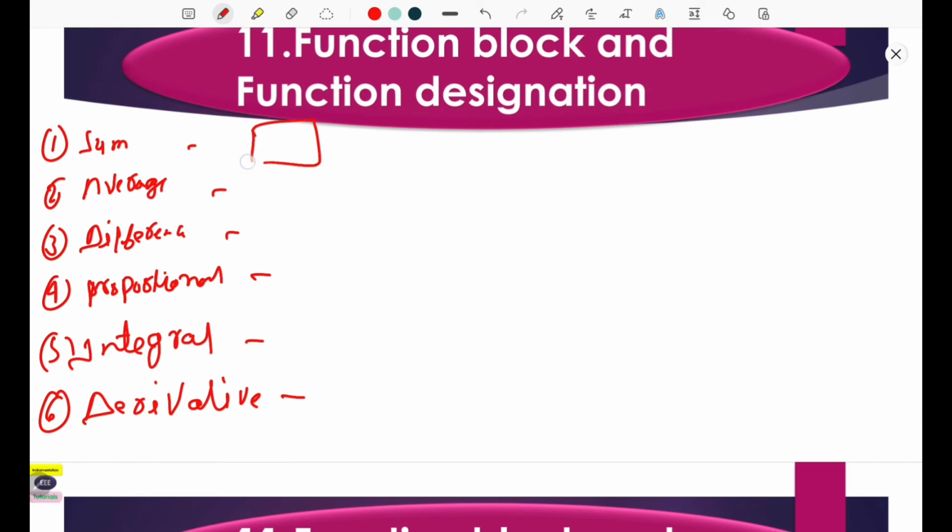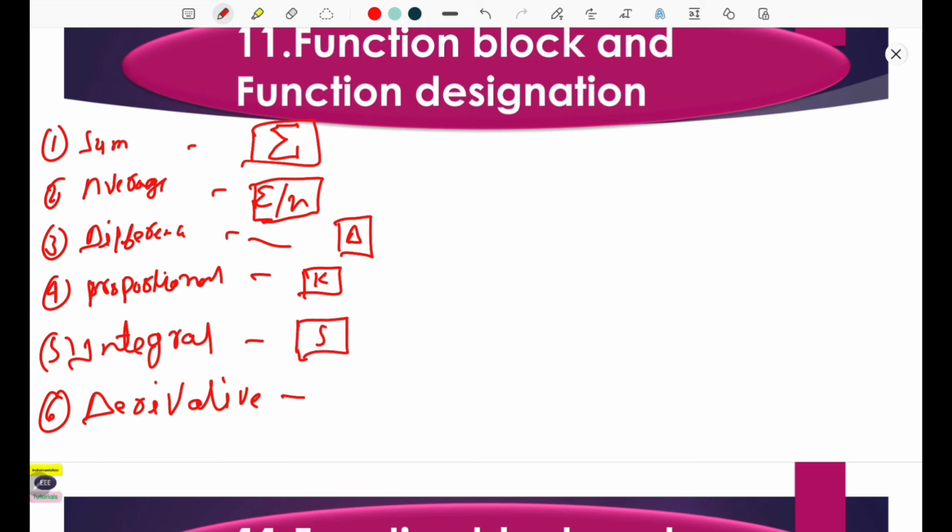So simply this is summation, and this is the average. The difference is simply written in this way, and proportional is K, then integral is like this, and derivative is simply dy/dt. So this is the functional block used in P&ID.